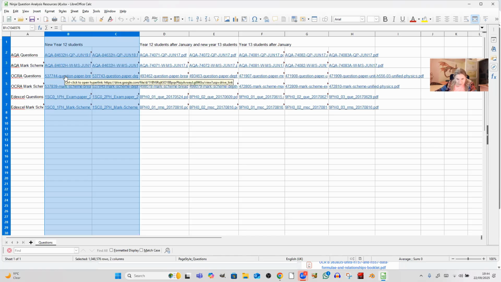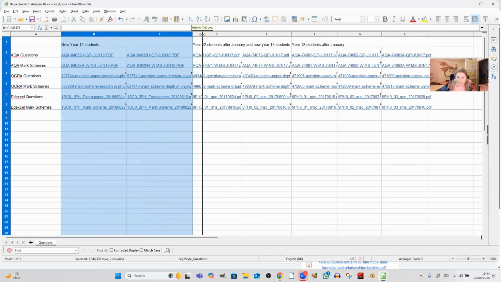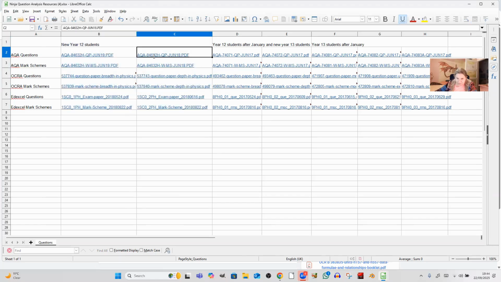That is an OCR paper. That's the OCR paper mark scheme. This is rubbish. It's really hard to read, isn't it? That one there is a paper, and that one there is the mark scheme. I hope you can see my mouse. So if you are in year 12, you've got two options of papers, and you've got an appropriate paper for your exam board. So let's have a little look, I'm going to use this one.